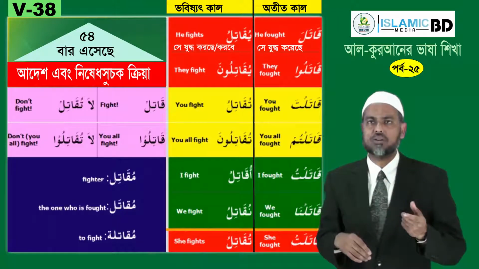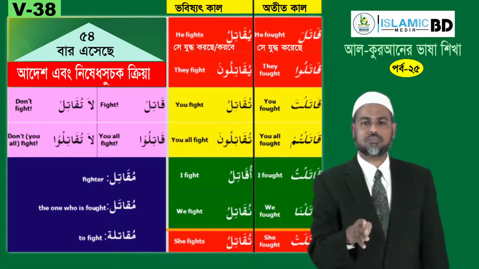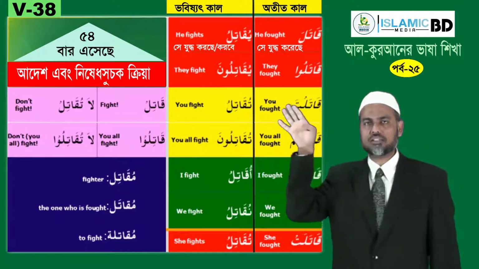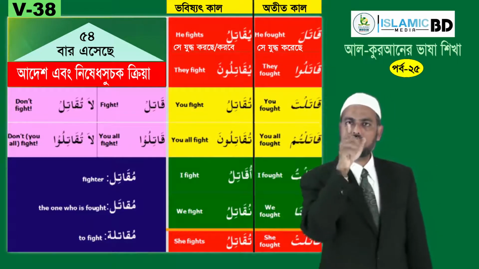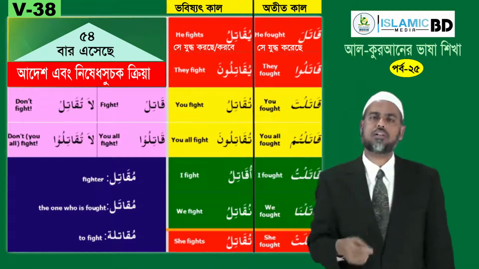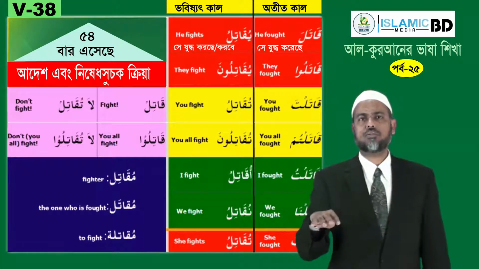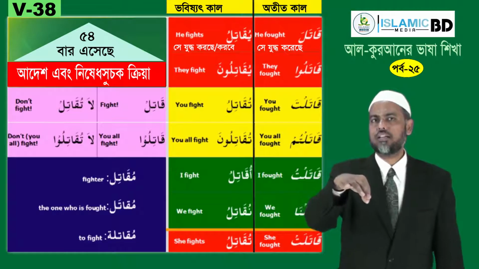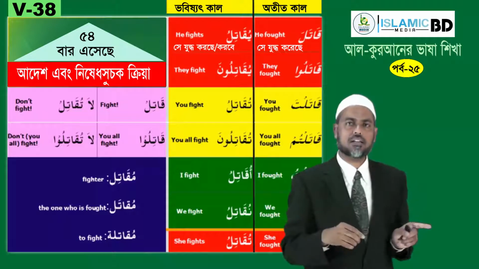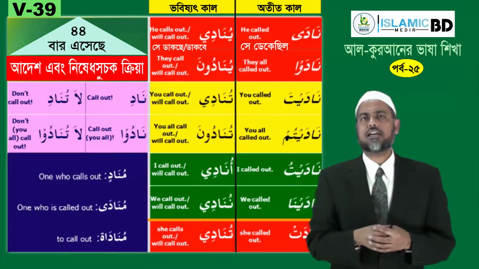Again, let's repeat in Arabic only. Qatala, qatalu. Qatalta, qataltum. Qataltu, qatalna. Yuqatilu, yuqatiluna. Tuqatilu, tuqatiluna. Uqatilu, nuqatilu. Qatil, qatilu. La tuqatil, la tuqatilu. Muqatil, muqatal, muqatala. Huwa qatala, hiya qatalat. Huwa yuqatilu, hiya tuqatilu. And the third one is nada.